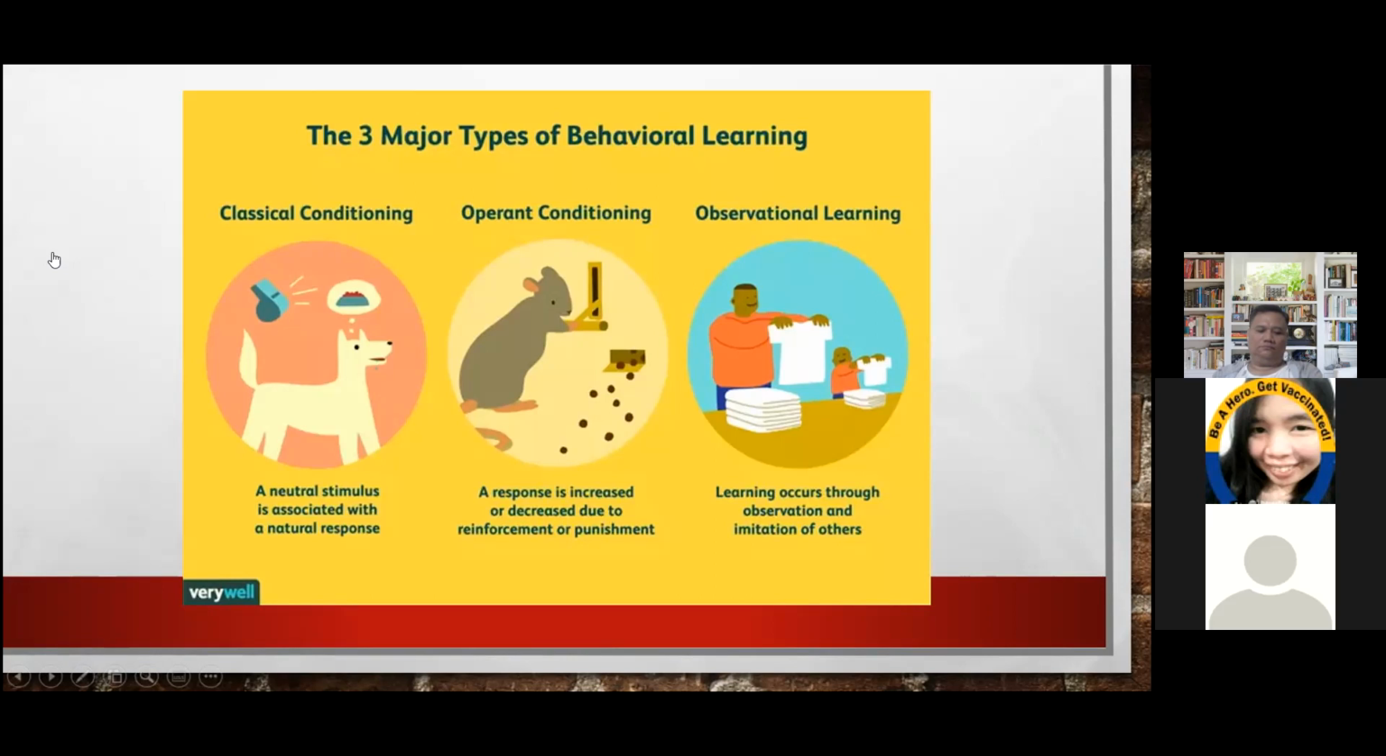Observational learning is a process in which learning occurs through observing and imitating others. It suggests that in addition to learning through conditioning, people also learn through observing and imitating the actions of others.